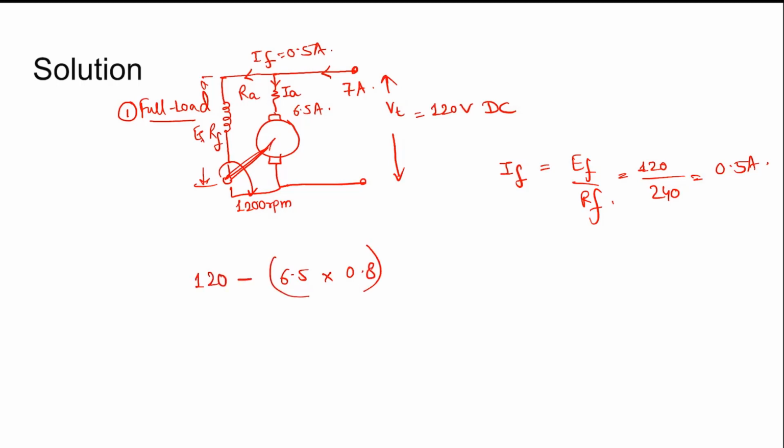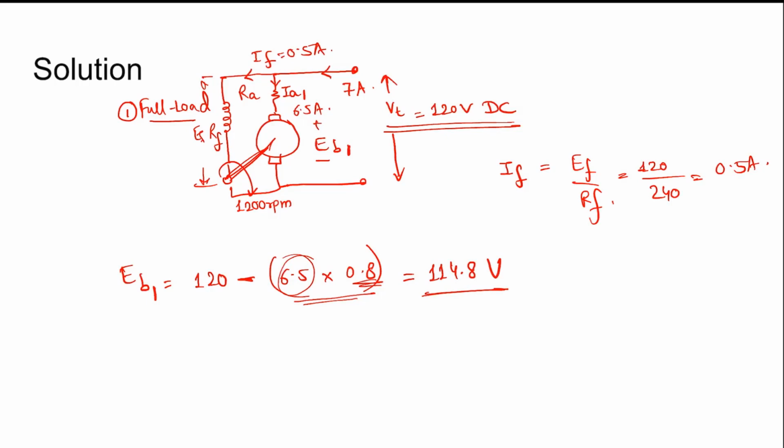Now 120 minus IaRa, so you see this is Eb. Simple KVL you apply in this armature circuit. So Eb is 120, which is the terminal voltage, minus Ia, the armature current, into the armature resistance. This is the drop. So Eb in this first condition, Eb1 with Ia1, is 120 minus 6.5 into 0.8, which gives 114.8 volts. N1 is already given in the question to be 1200 rpm at rated condition, that is full load condition.